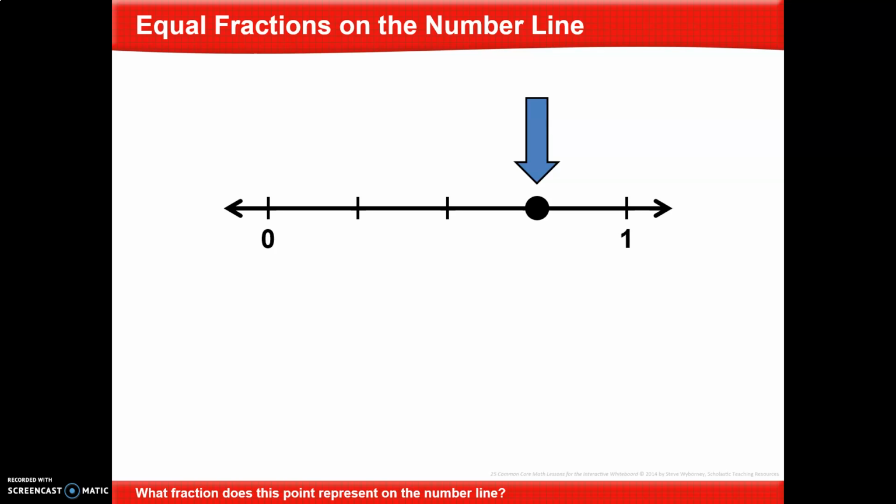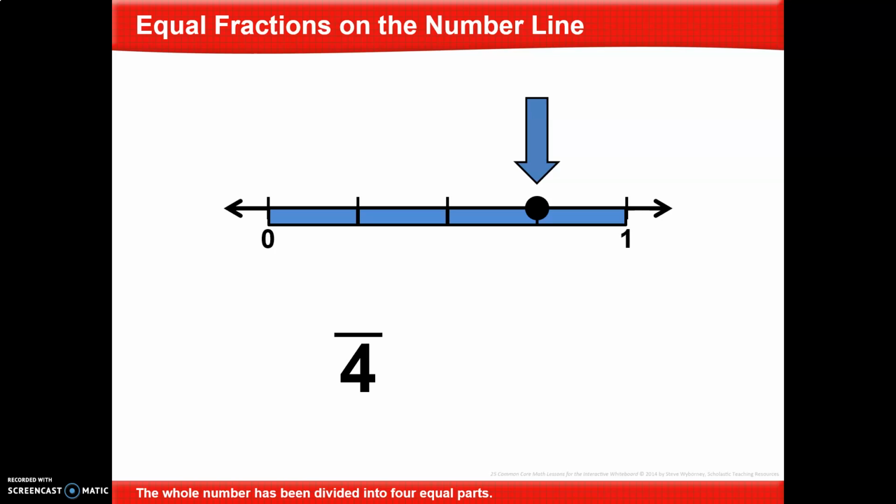What fraction does this point represent on the number line? First, let's count how many equal parts this number line has been divided into between 0 and 1. 1, 2, 3, 4. The whole number has been divided into 4 equal parts. Now let's count to see how many fourths there are up to the point. 1, 2, 3. The point represents 3/4.